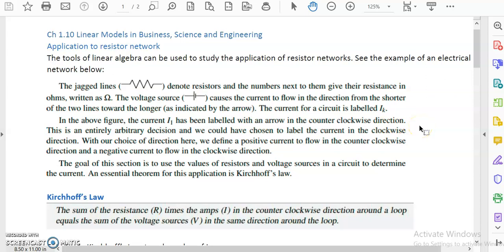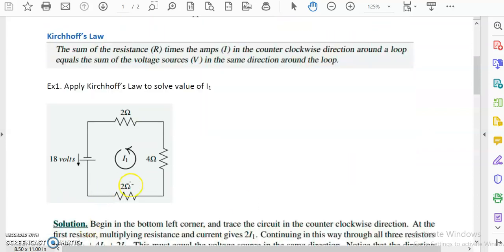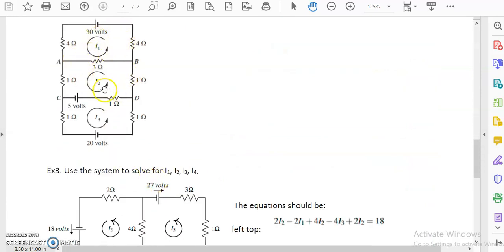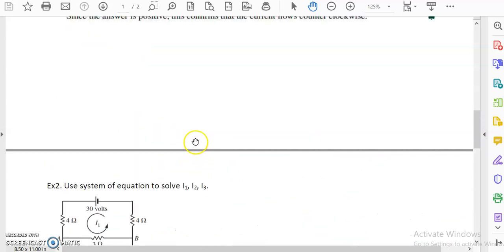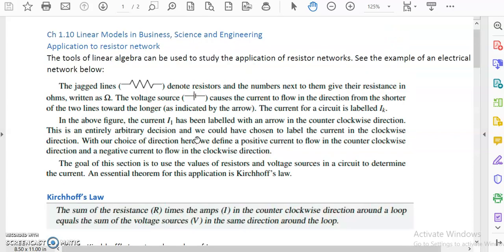So let's look at this resistor network diagram. It could be as simple as just a cell, a battery, connected to a resistor, or as complicated as parallel resistors, or even a network like that. We're going to look at how to solve for the current that's flowing through them.